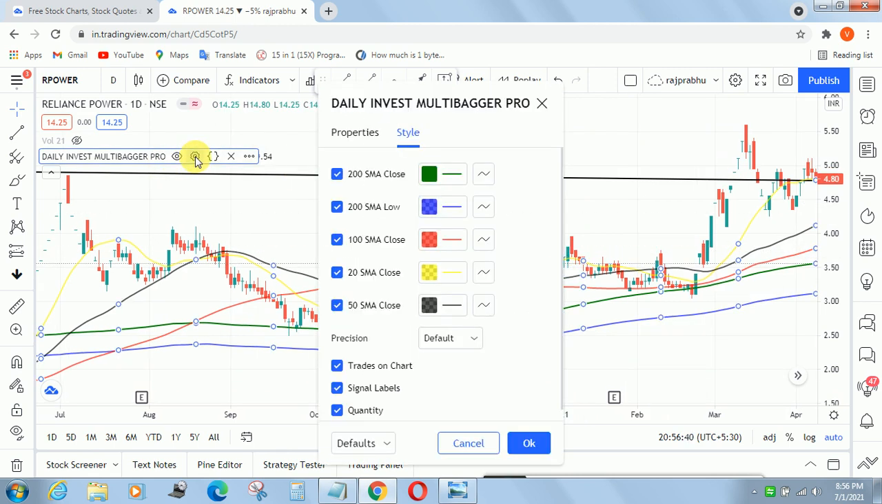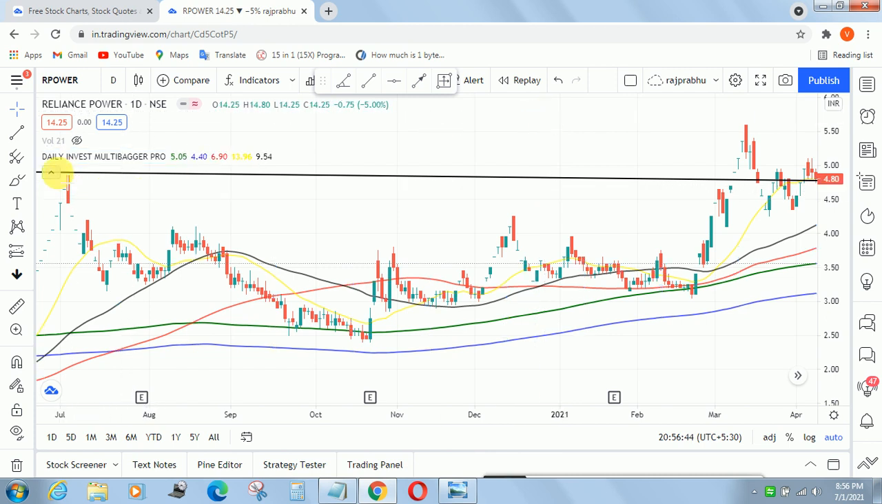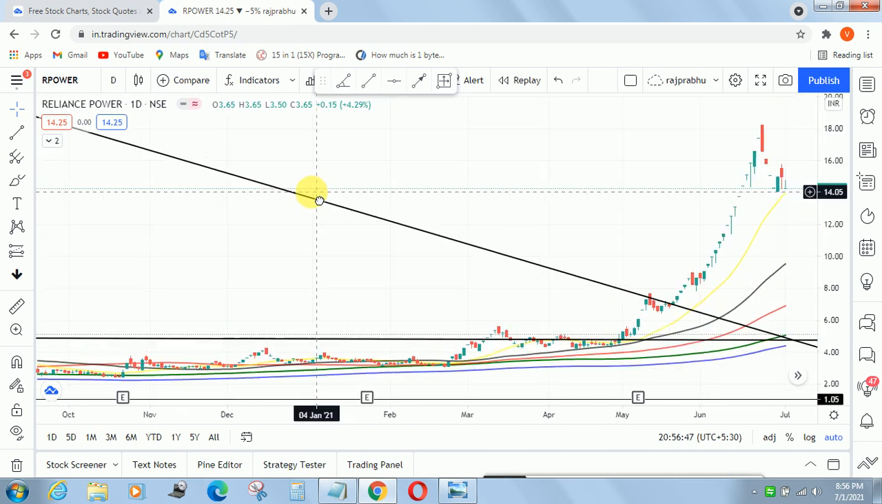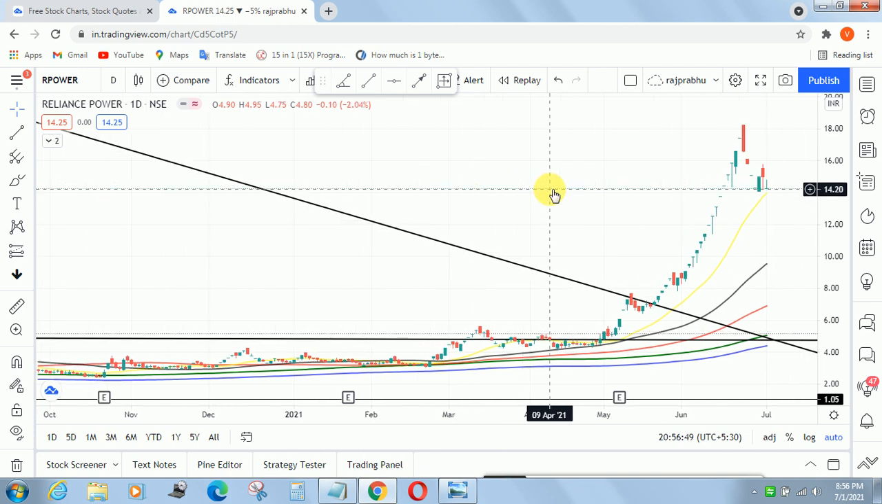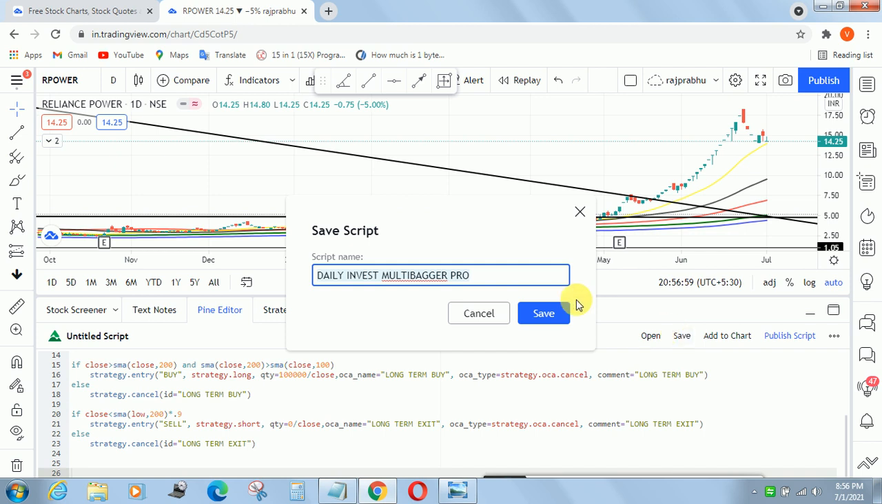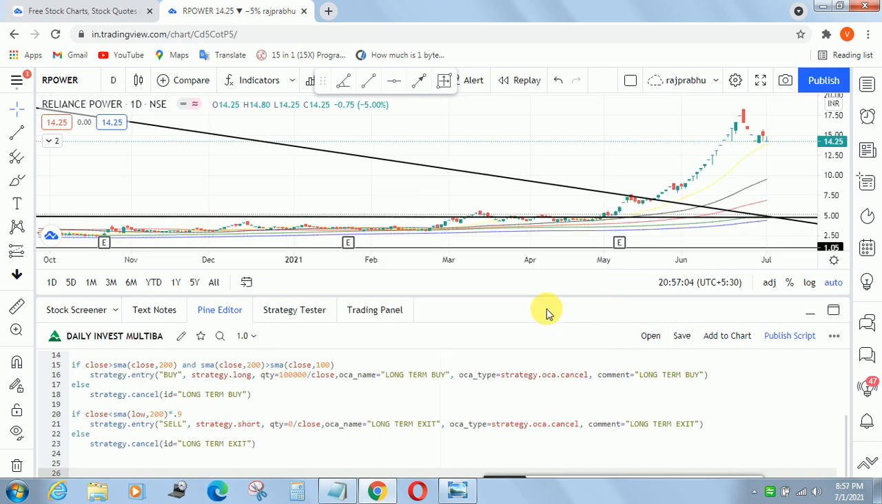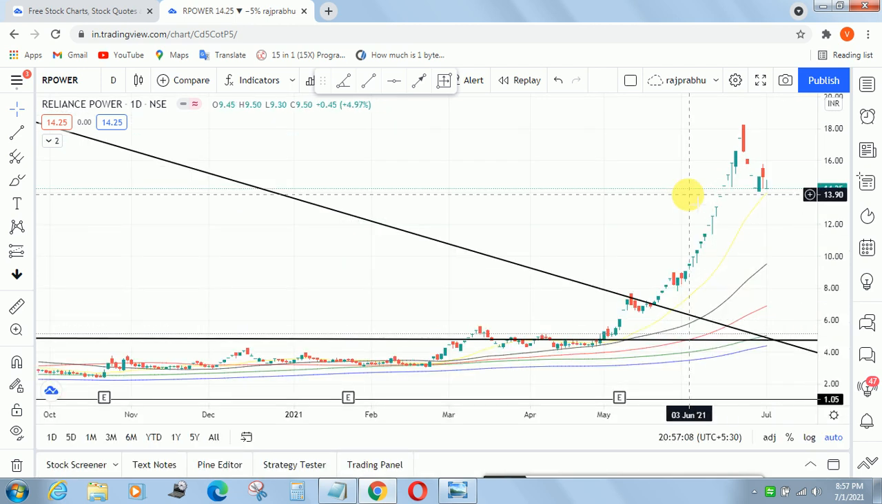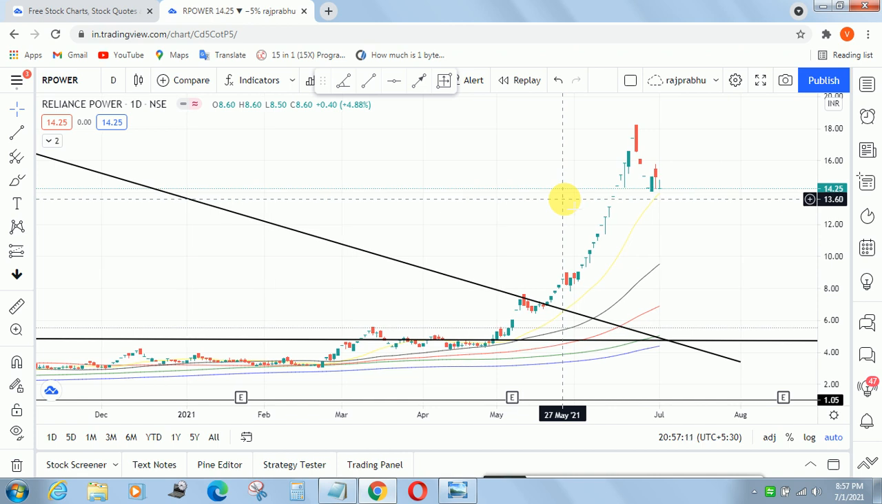It's a very simple indicator. If you need it, just download the indicator code. Interested people only download the code, and after, see here, this is the Pine Editor. Go and click Save. The Save button is given to save your indicator. See, the indicator will be saved. It will appear in your favorite list.